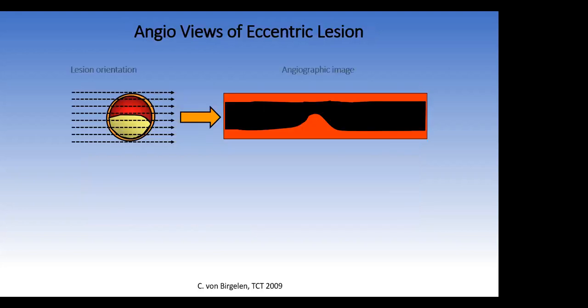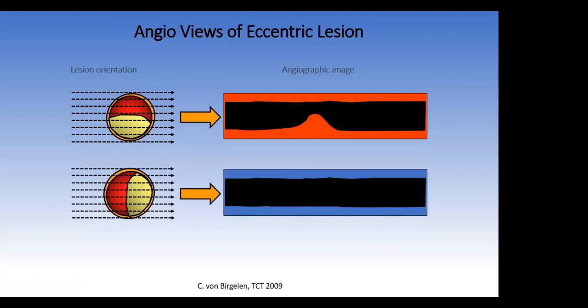Why is it subjective? I'll try to walk you through the reason why we all see different things. And the best example is using an eccentric lesion. So on the left-hand side in the cartoon, you have a vessel with 50% stenosis, and the long axis of the lesion is parallel with the X-rays. And then on a screen, you will see 50% stenosis, a little bump across the vessel that you identify as a stenosis.